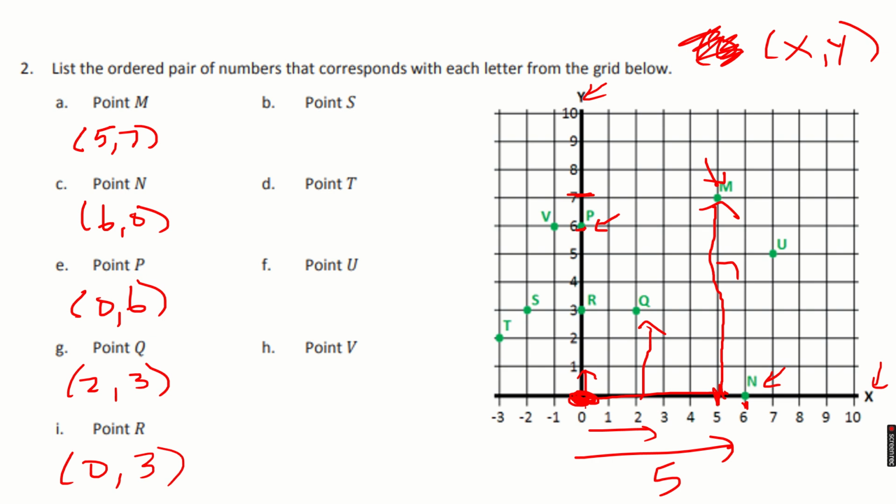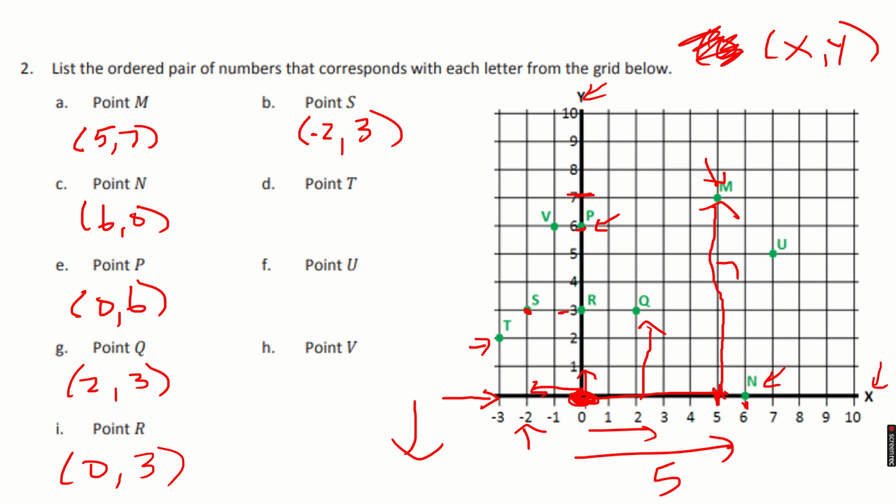Point S, I went backwards. -2. And then I still went up. I went up to this 3 here, so I went up 3 spaces. And you'll notice right now I don't have anything below this line here. I don't have anything below it, so none of my Y values should be negative. They should all either be zeros or should be positive numbers.